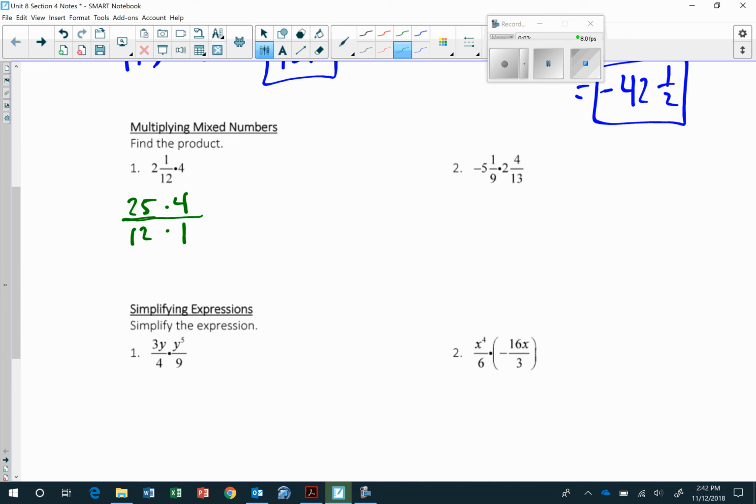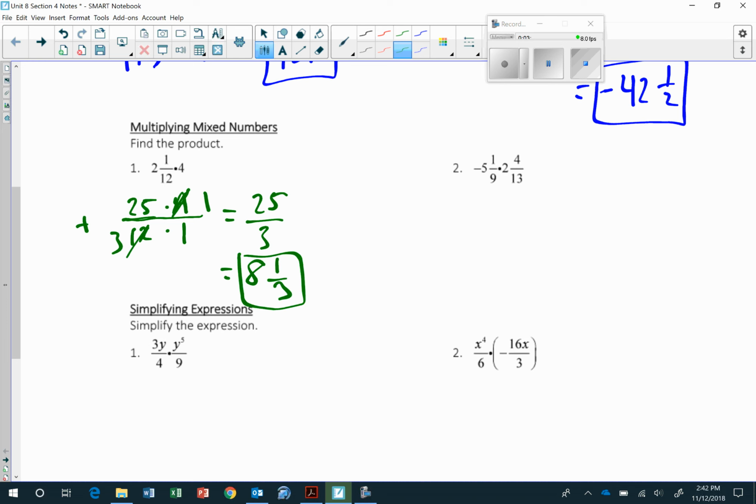Now I'm doing a positive times a positive, so my final answer is going to be positive. Now I can look and see if there's anything I can simplify. 4 and 12 can both be divided by 4. 4 divided by 4 is 1. 12 divided by 4 is 3. So I'll do 25 times 1, which is 25. 3 times 1 is 3. I need to keep simplifying that, so my final answer will be 8 and 1/3.